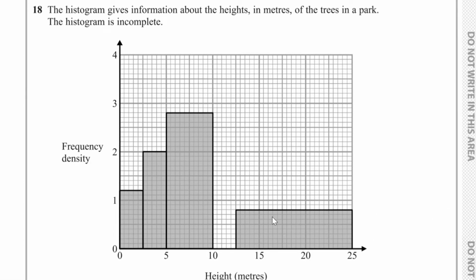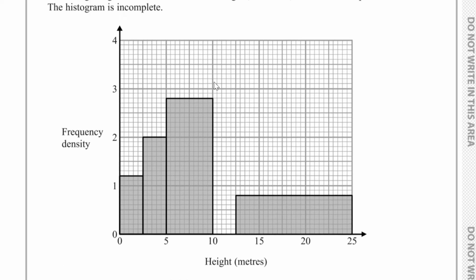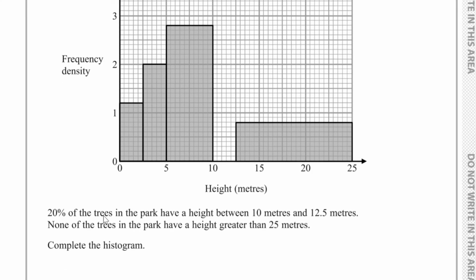Question 18. The histogram gives information about the heights in meters of the trees in a park. The histogram is incomplete, and 20% of these trees in the park have a height between 10 meters and 12.5 meters, so that's this missing bit here, and none of the trees in the park have a height greater than 25 meters. We have to complete the histogram.